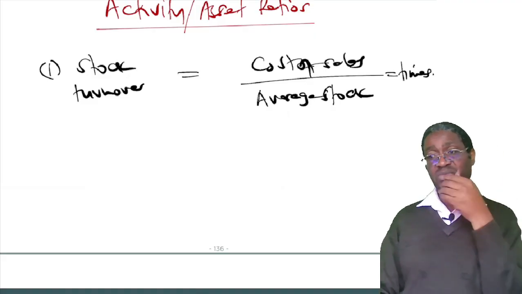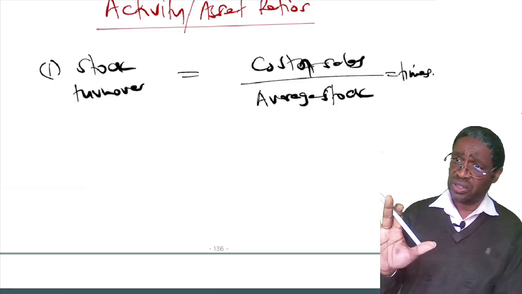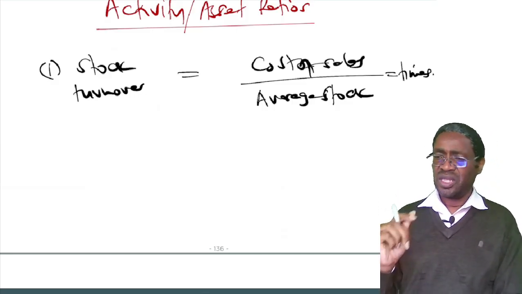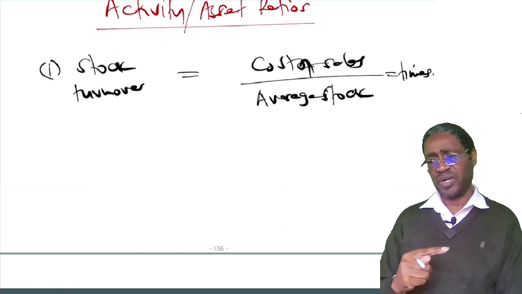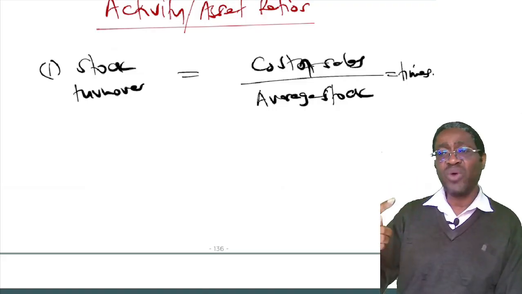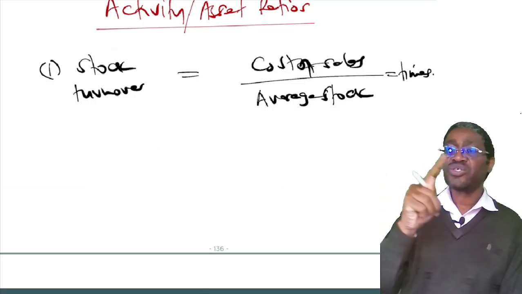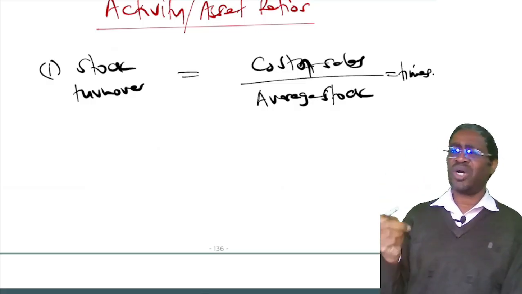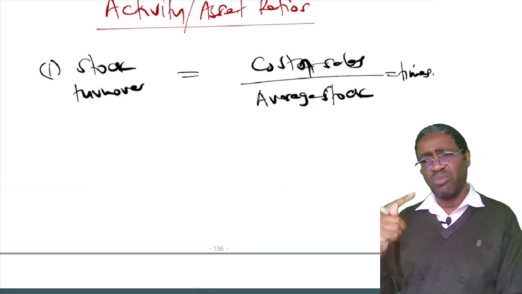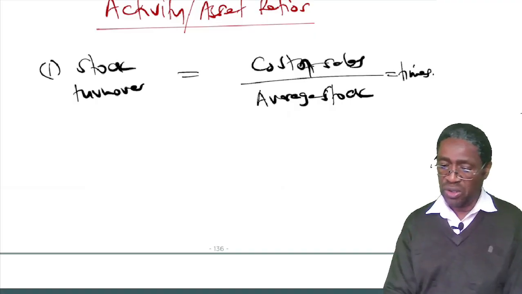Let me go on first. Now, when you take the cost of sales and divide that by the average stock, this ratio indicates to you as a company how many times you are able to turn your stocks into sales. That's why we call it stock turnover. Or you can also call it inventory turnover. How many times as a company are you able to turn your stocks into sales?